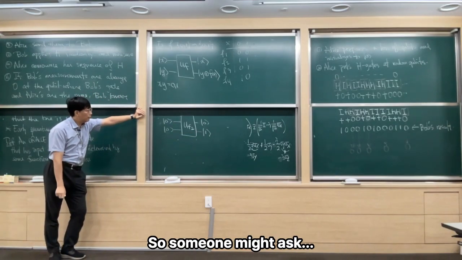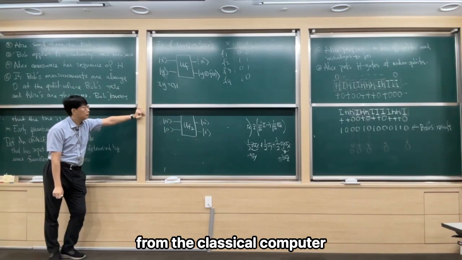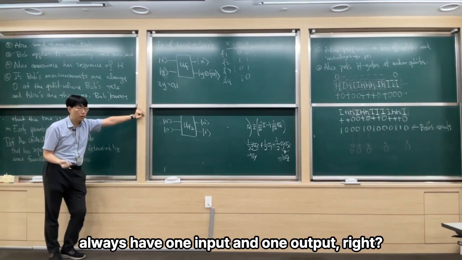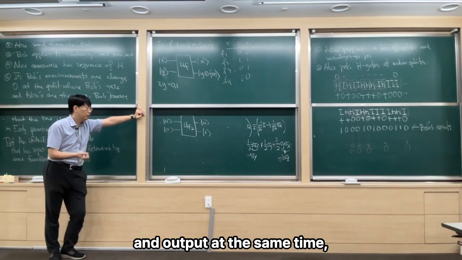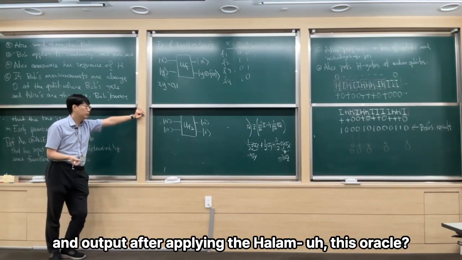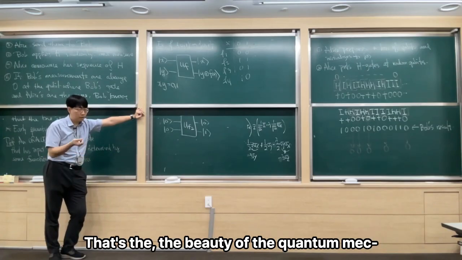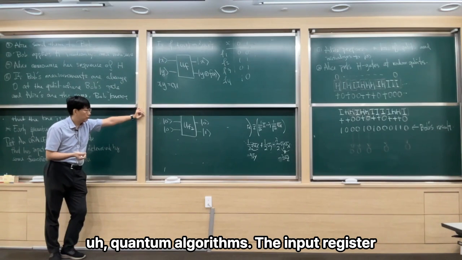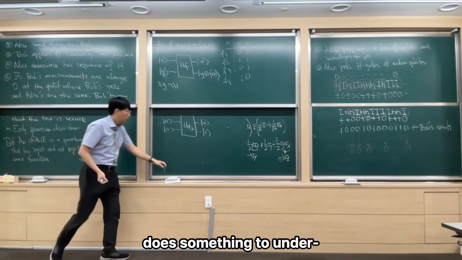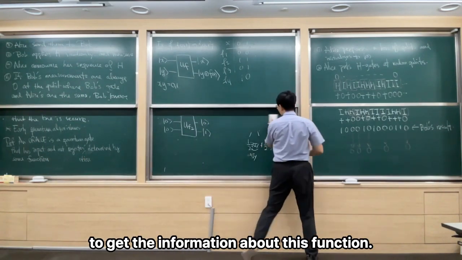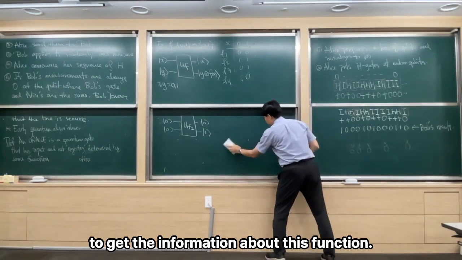Someone might ask, it's quite different from the classical computer, because a classical computer always has one input and one output, right? Why do we have to put the input and output at the same time and also get the input and output after applying this oracle? Now that's the beauty of quantum algorithms. The input register and output register do something to get the information about this function.